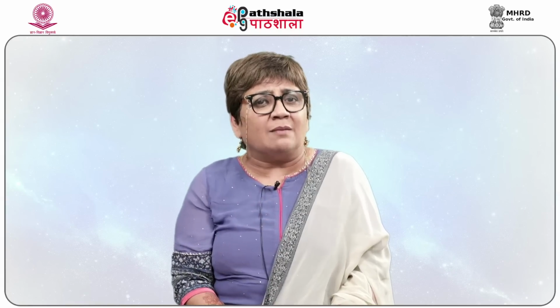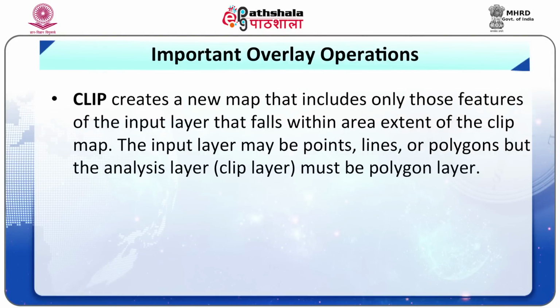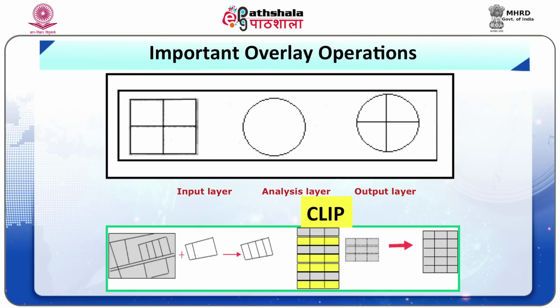And these sliver polygons arise from inconsistencies and inaccuracies in the digitized data, and just remember, they should actually be corrected. We all know that. Some important overlay operations of ArcInfo are discussed here. One of them is CLIP. CLIP creates a new map that includes only those features of the input layer that fall within the area extent of the CLIP map. The input layer may be point, line or polygon, but the analysis layer, the CLIP layer, must be a polygon layer, and this operator is used to extract a smaller data set from a larger data set.